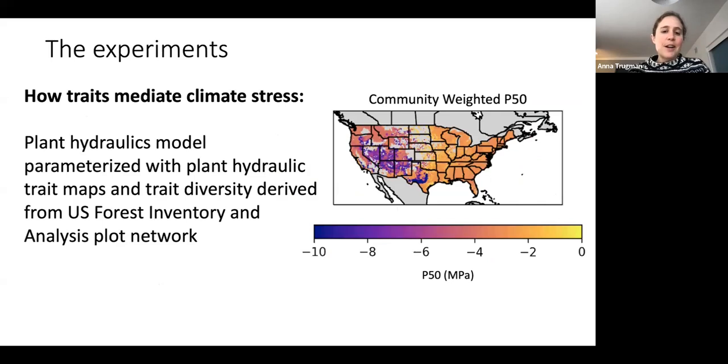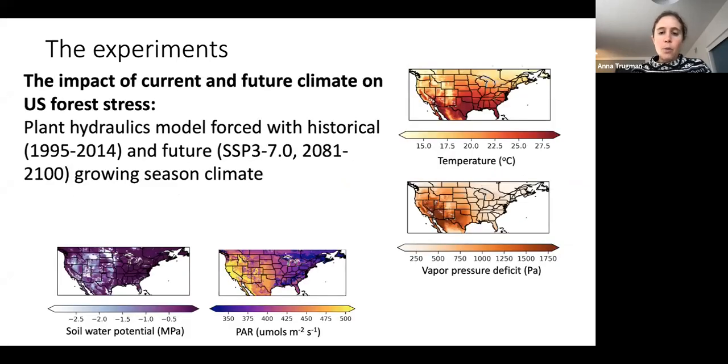And in particular, with our experiments, we wanted to ask two main questions, focused first on how traits mediate climate stress. And so we used this plant hydraulics model parameterized with the plant hydraulic trait maps that I showed, as well as the range of trait diversity that we were observing within a climate grid cell and within a plot derived from the US Forest Inventory and Analysis plot network. And then we also looked at the impact of current and future climate on forest stress.